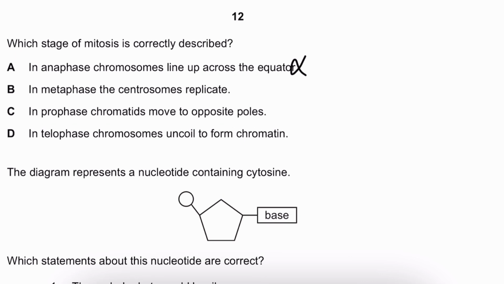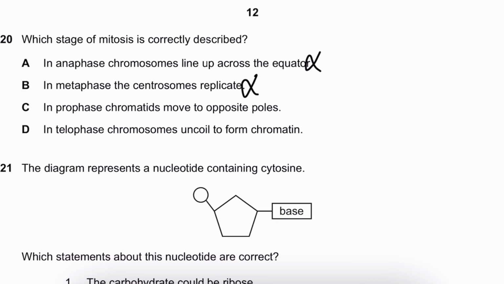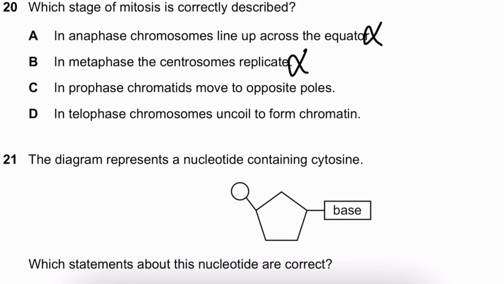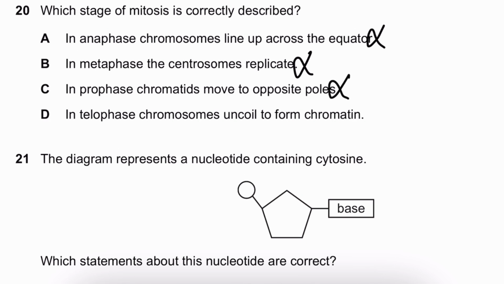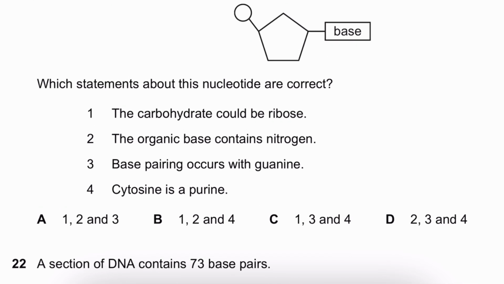Centrosomes replicate during prophase, not in metaphase. And then the prophase chromatids move to opposite poles. That's in anaphase. And then in telophase, chromosomes uncoil from chromatin. Yes. The diagram represents a nucleotide containing cytosine, and so he asks which statement about this nucleotide is correct.